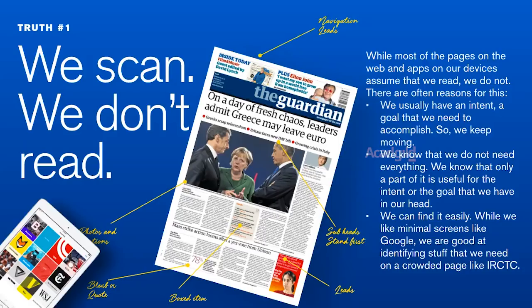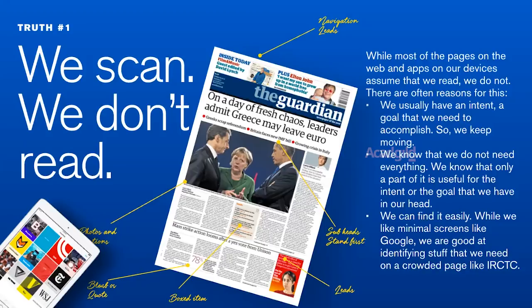Most of the pages on the web and the apps on our devices assume that we read, but we do not. We specifically have an intent. We generally go to a website or an app with a very, very specific intent in our head, right? We want to accomplish a goal. So we constantly keep moving. There is an interesting method which they call muddling through. You can build a very complicated experience, but the user will find a way to muddle through over a period of time.